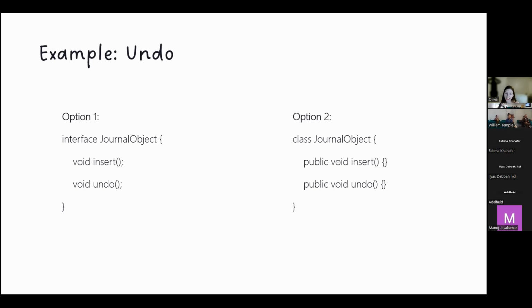Believe it or not, I've just made a profound design decision that will reverberate throughout the ecosystem and most likely degrade the user experience. The reason for this is that with an interface, the first option, all functions are required to be implemented. So any developer in the future who comes in to add a new journal object is going to be required to make it undoable, or their code just won't compile. They won't be able to add it to the project.